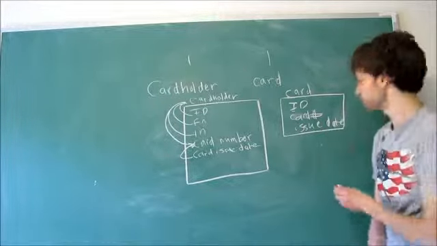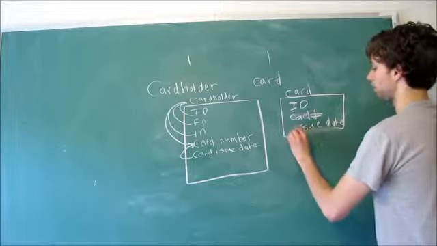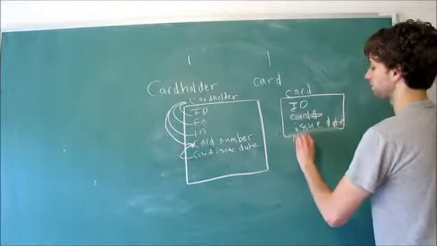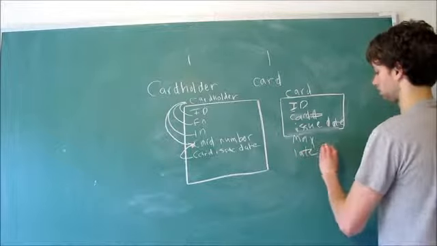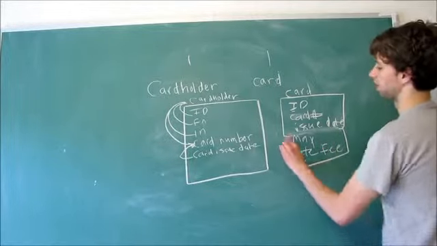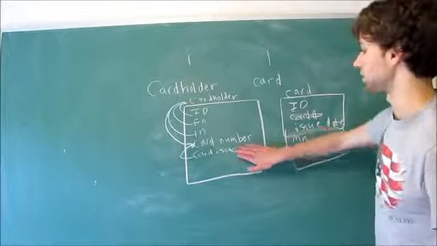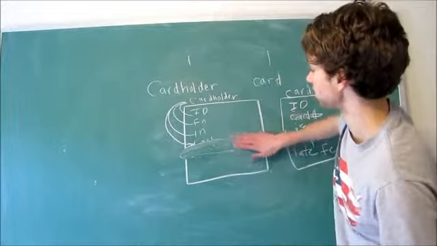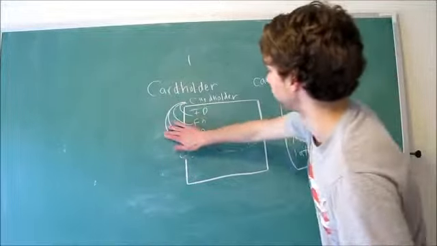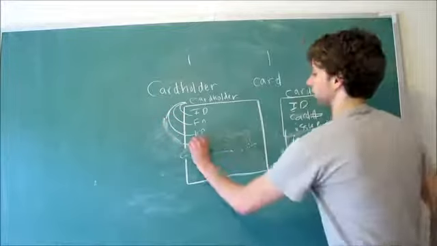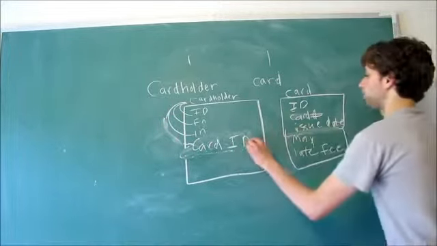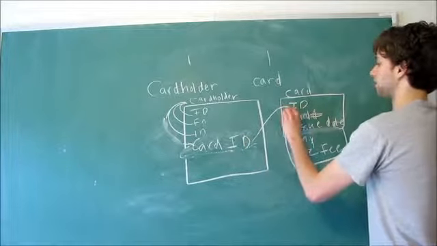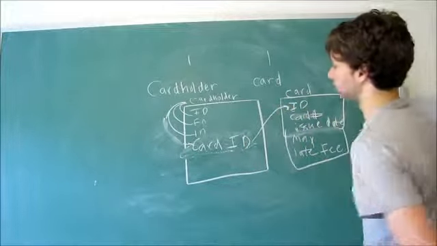Now we can store as much information about this card. So if we want to store the max amount, the late fee, pretty much anything we want to store about this card can be stored in this table, and we can replace this card number with a reference. So we can have a card ID, and that points back to this ID. You see what I'm saying?